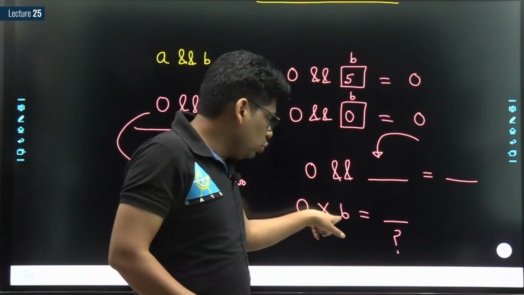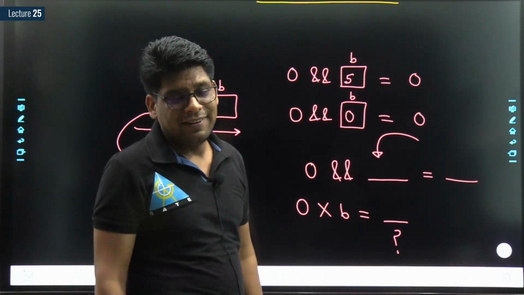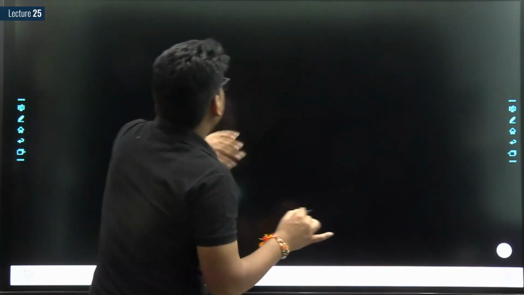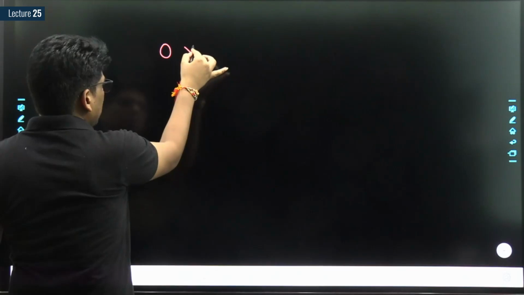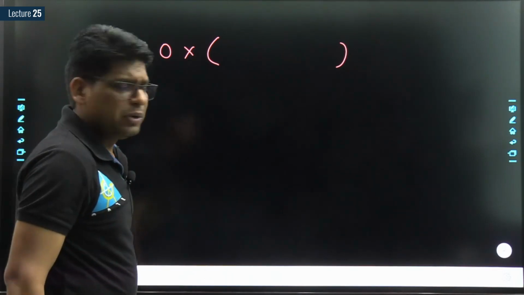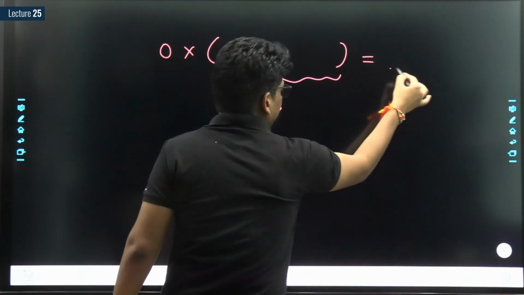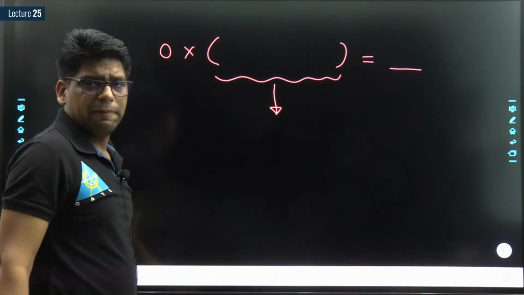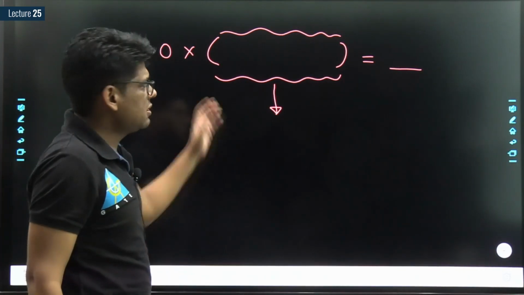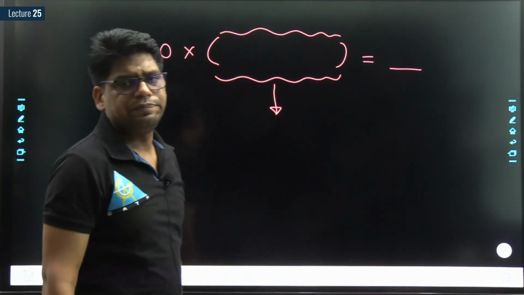So, do we need to know B? No, sir. We do not need to know B in such a case. Try to understand this. Let me again elaborate. 0 multiplied by some expression. Do I need to evaluate this expression to find out the value of the whole? No, sir. It does not matter what the value of this expression is. The result will be 0, because 0 multiplied by something is 0.